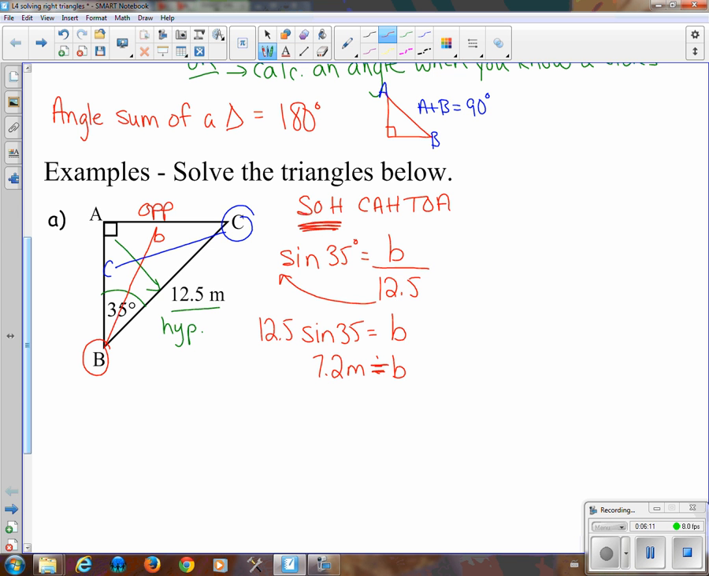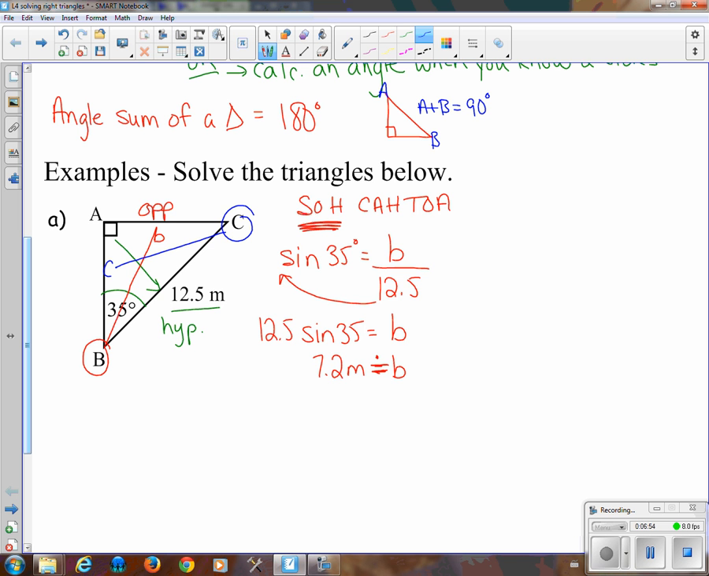So that's the length of one side, but remember, solving means to find the lengths of all the sides and the sizes of all the unknown angles. So if I want to figure out side C, I can use trigonometry again, or since I now know two sides, I could use Pythagorean theorem. I'm going to stick to trig because I'm going to try to use only the numbers I was given in the question rather than a number that I calculated myself in case I made a mistake in my calculating. I'm going to try to use the numbers that were given to me in the question.